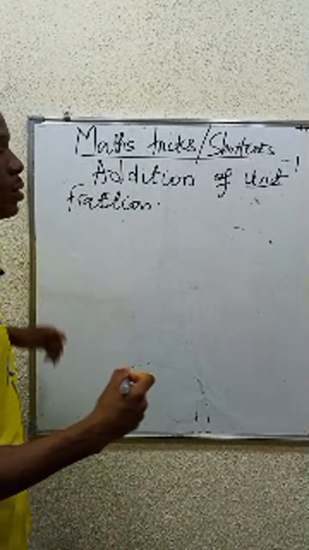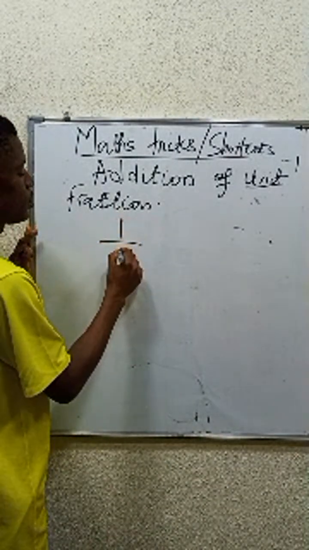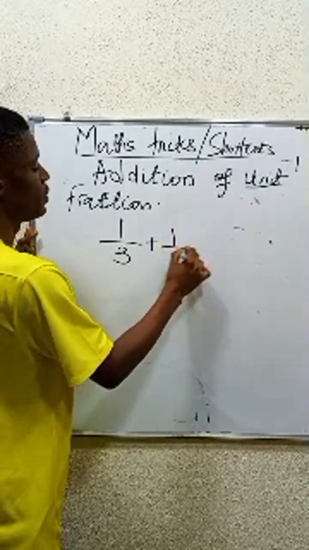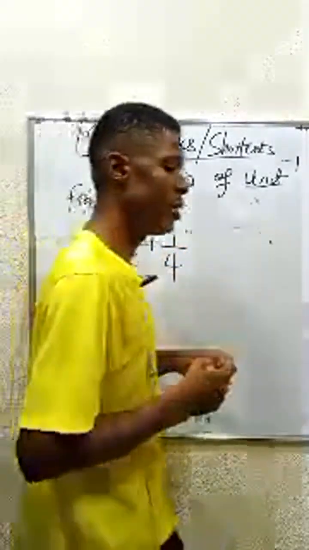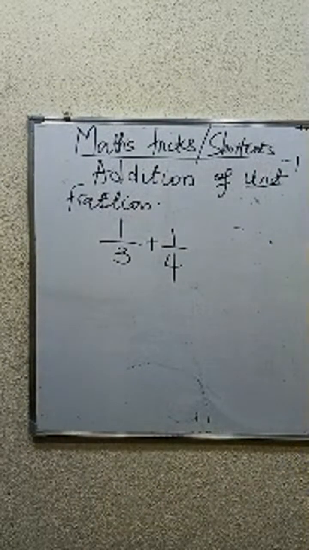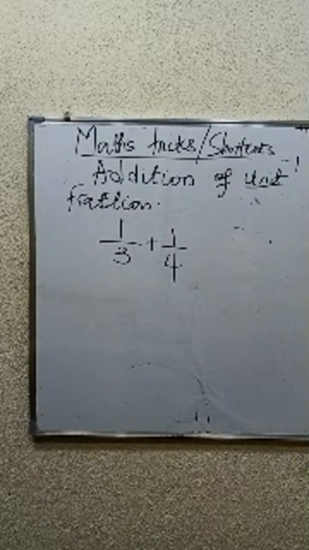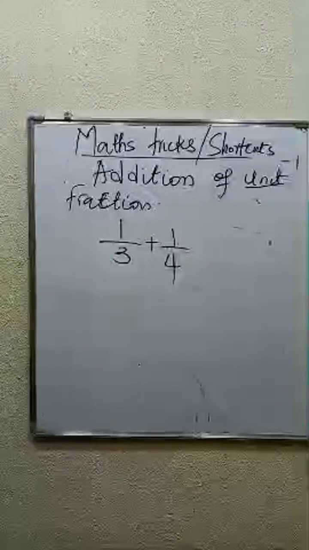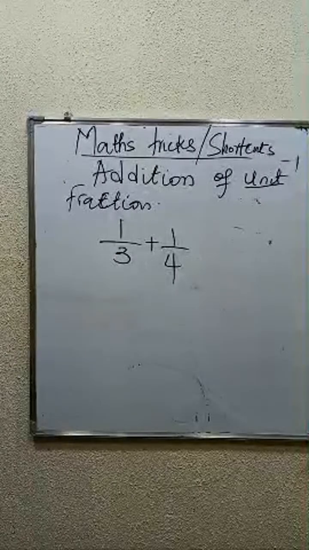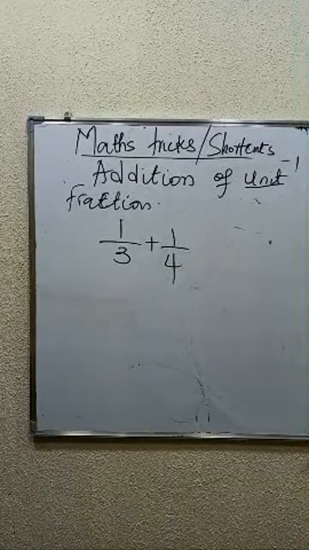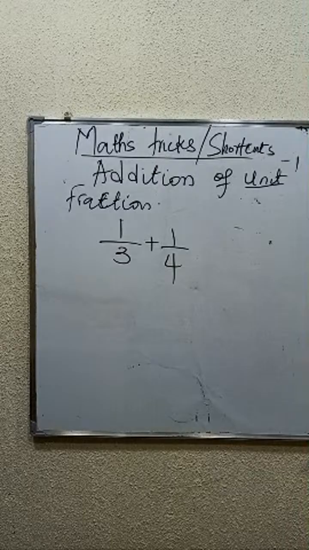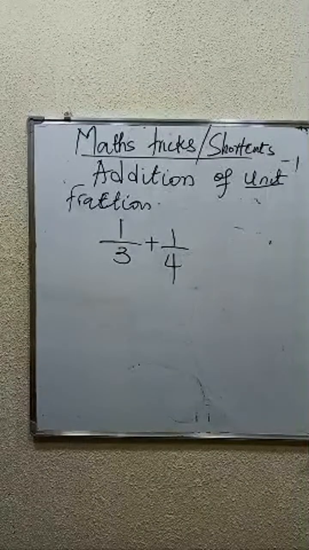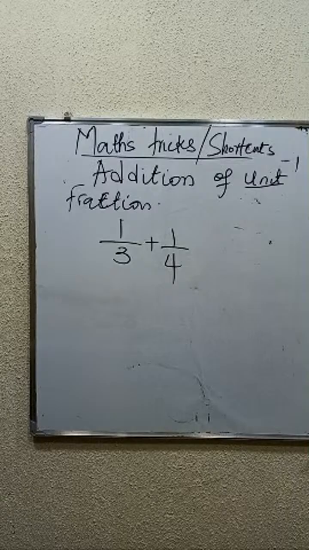Let's look at the next one. I want you to do this one: 1 over 3 plus 1 over 4. Fastest finger, drop the answer in the comments. Make sure you are using the method, using our trick. The quickest, let's know who. Drop the answer in the comments.